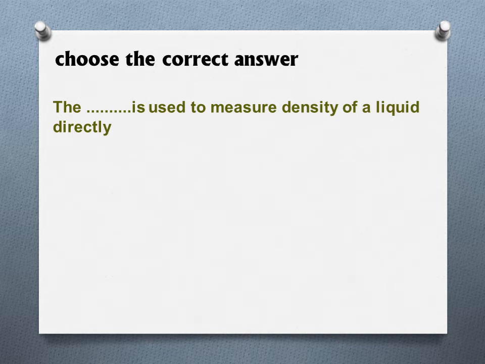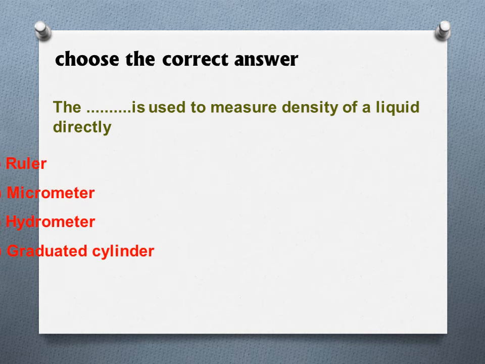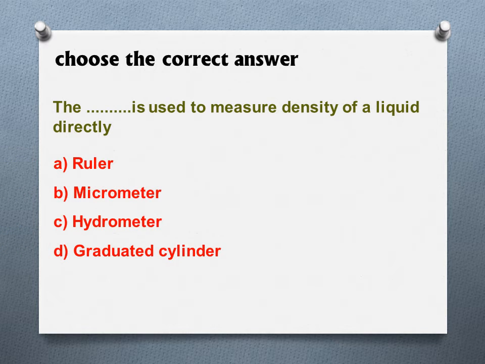Which tool is used to measure the density of a liquid directly? We can find the density of a liquid by finding its mass and its volume. Then we divide mass over volume, but that is the indirect measurement. If we want to measure the density of a liquid directly, we use a hydrometer, so the correct answer is C.